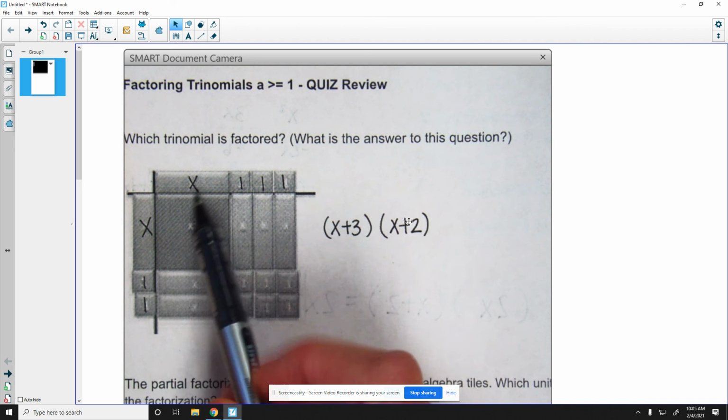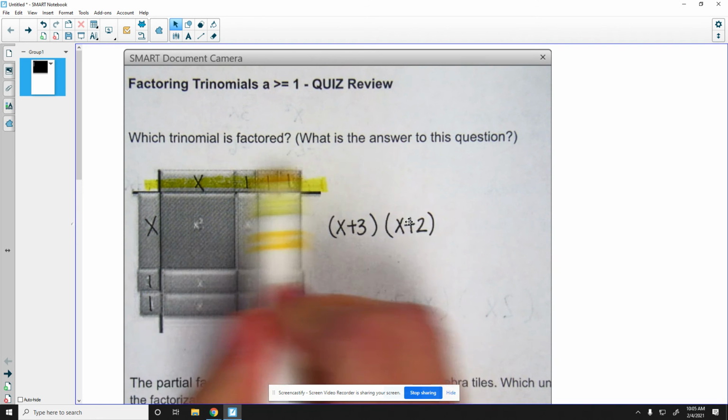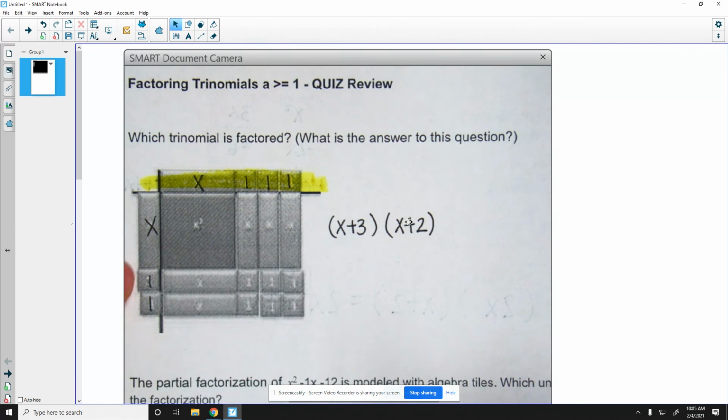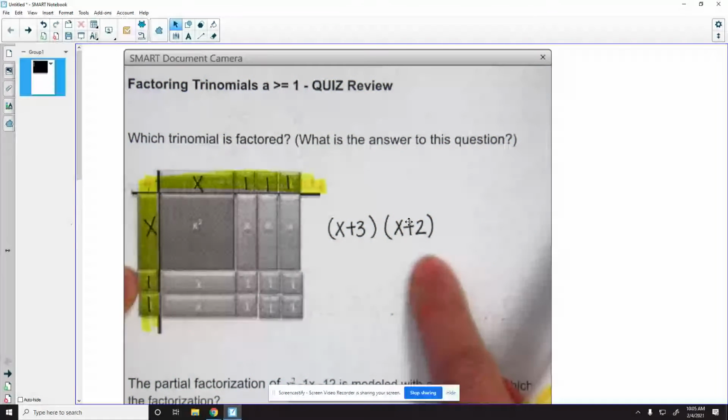Okay, so do you see how there's an x and then a 1, 1, 1, so that makes 3, and it's positive, so that's x plus 3. So this one right here that Vaughn just said is x plus 3. And then this one, you have an x and then just a 1, 1. So positive 1 makes 2. So that's x plus 2.